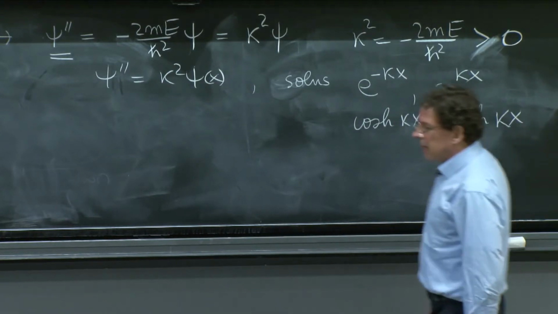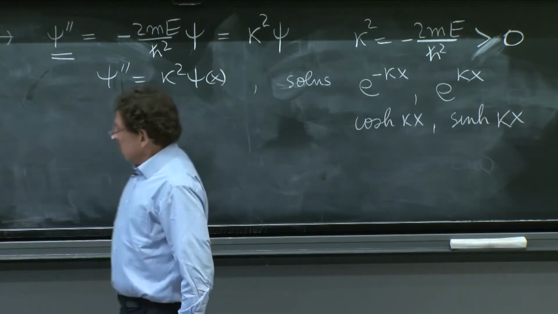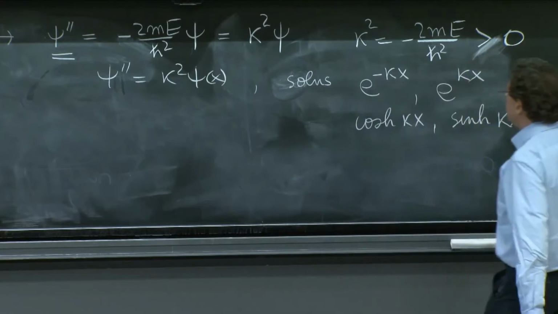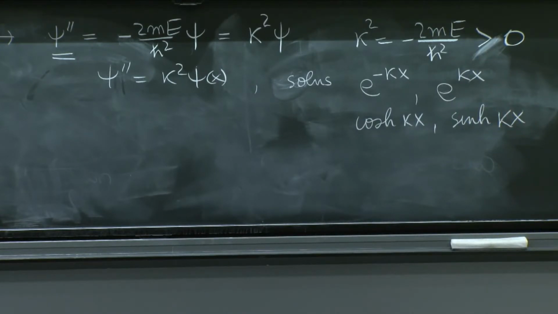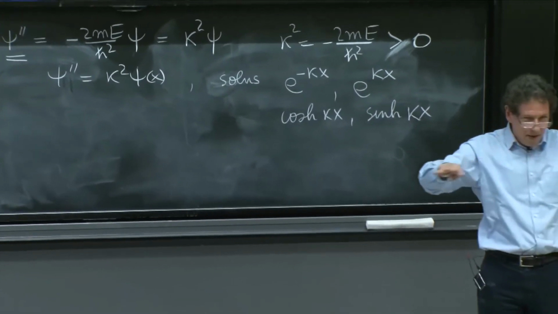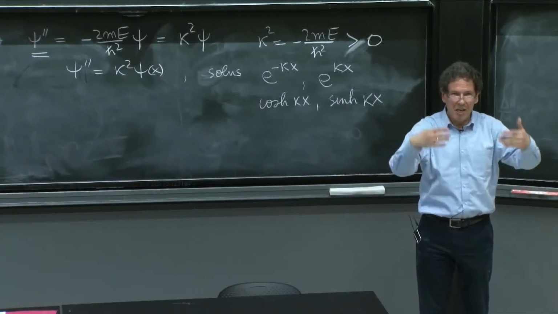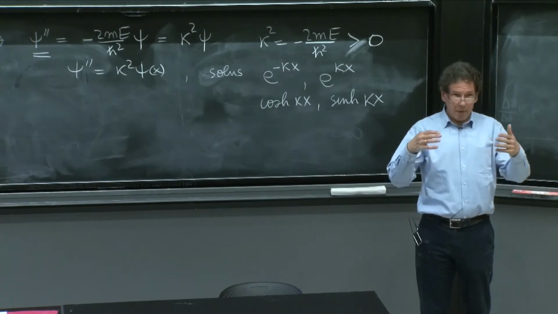But this is something we now have to use in order to produce a solution. But now let's see if I can figure out how many bound states there are. So, okay, if there is one bound state, it's going to be even. It's the ground state. It has no nodes. It has to be even, because the potential is even.